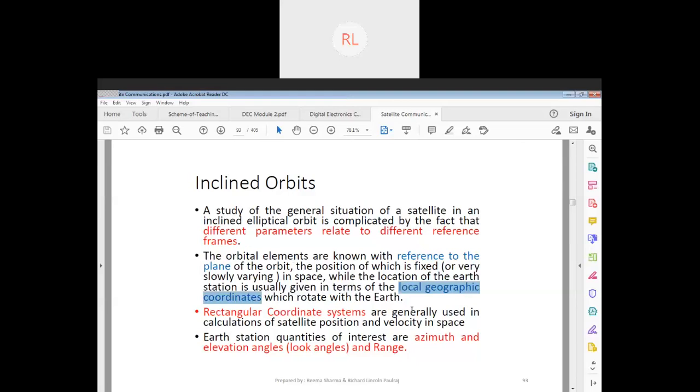The orbital elements which are known with reference to the plane of orbit are the position, which is fixed or slowly varying in space. But the location of the Earth station is usually given in terms of local geographic coordinates, right? Just like you know how we have these plus codes. I think you are aware of these plus codes when you use Google Maps.